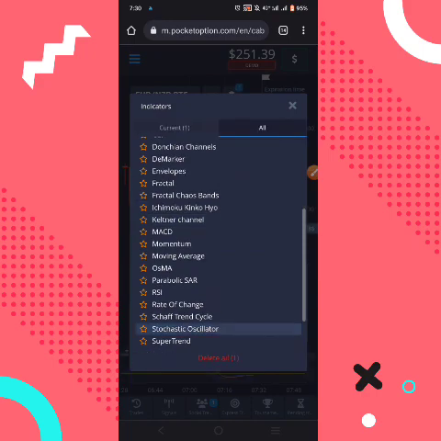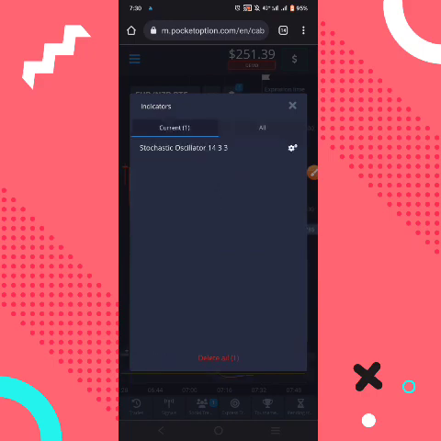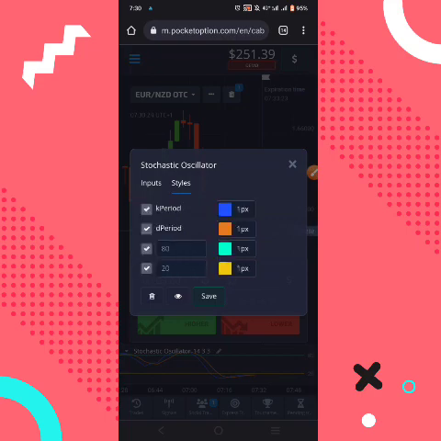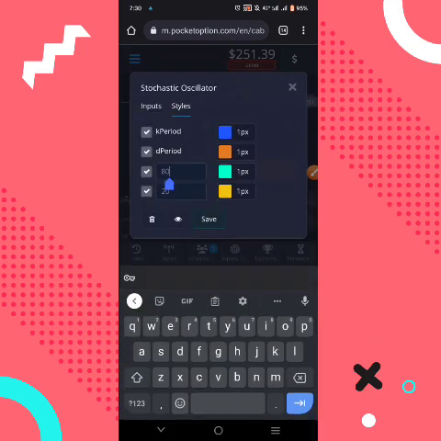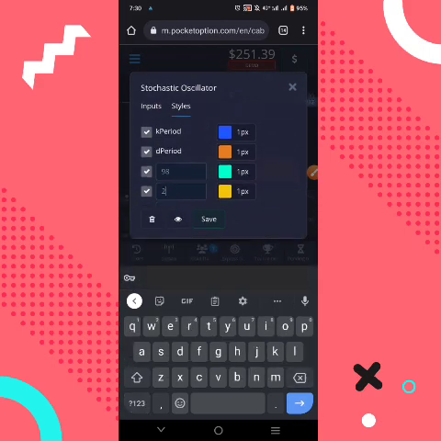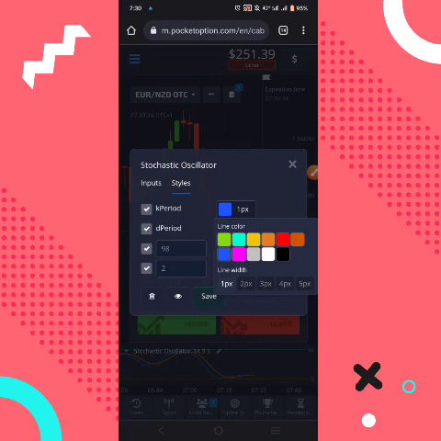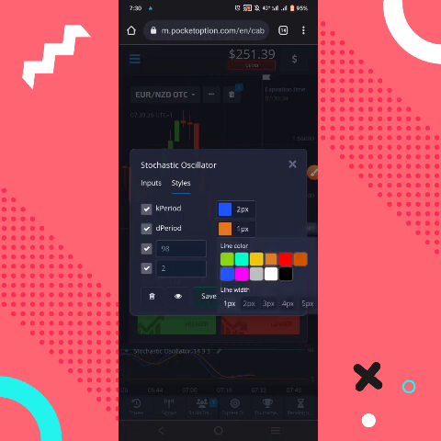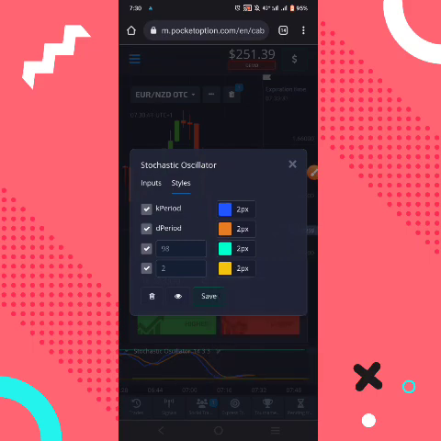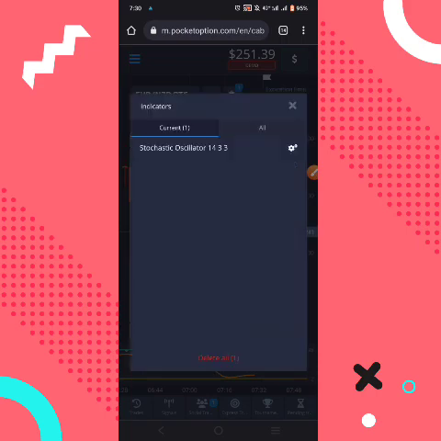Stochastic oscillator. Then change the settings of the stochastic oscillator. Everything in this input remains the same. We go to the style. The overbought will be 98. The oversold will be 2. Then we increase the thickness of the line. But right here, I will uncheck the K period. I'm not using the K period. I will uncheck it, so I don't need it. And after then, you save.